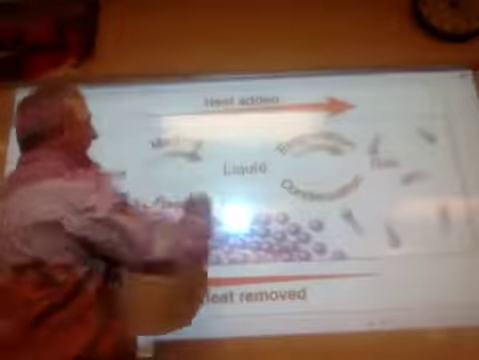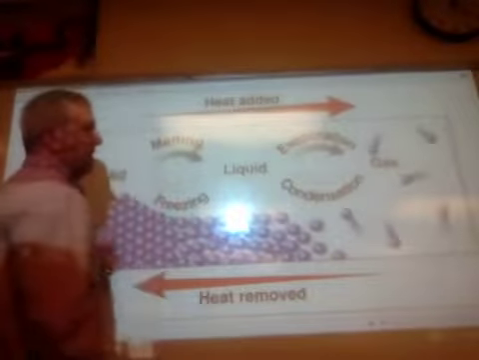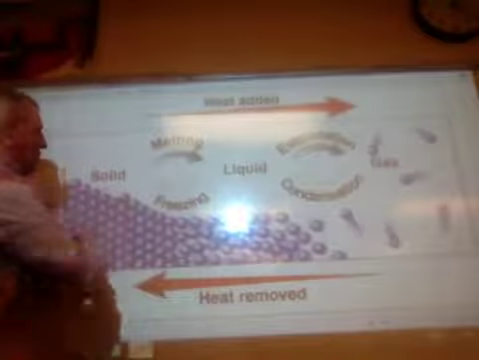So there we have, from a solid to liquid to gas, as I add heat, melting and evaporation. As I take heat away from a gas, it condenses to a liquid, and liquid freezes to a solid.